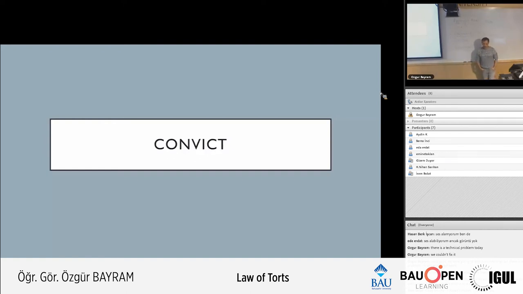Convicts went to Australia 250 years ago from England. Convicts sailed to Australia. And Tasmania, the island, had the worst convicts, the most dangerous convicts. Convicts.